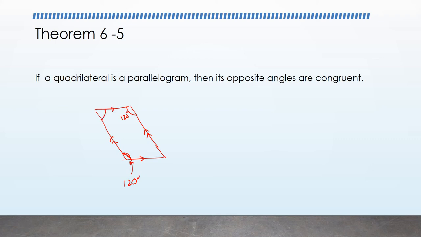By the last theorem, I know that angle B is 120, angle D is 120. If angle B is 120, by theorem 6.4, the previous one, I know that this would be 60. Its opposite angle would also be 60 degrees. These two are congruent. Okay, so now I know all four angles.